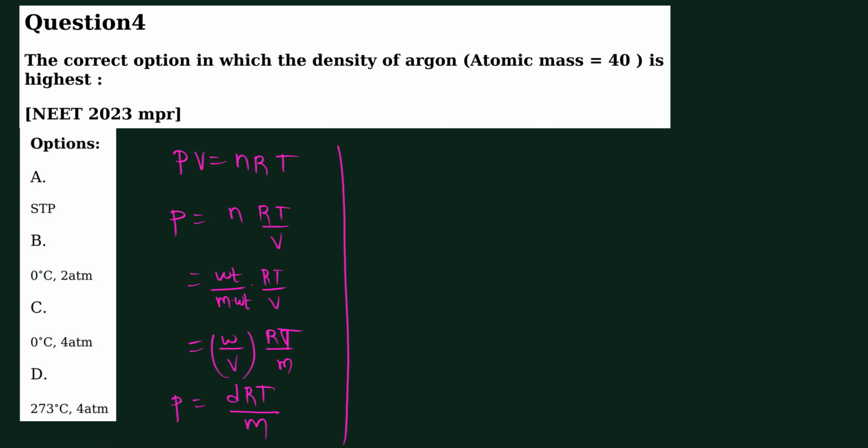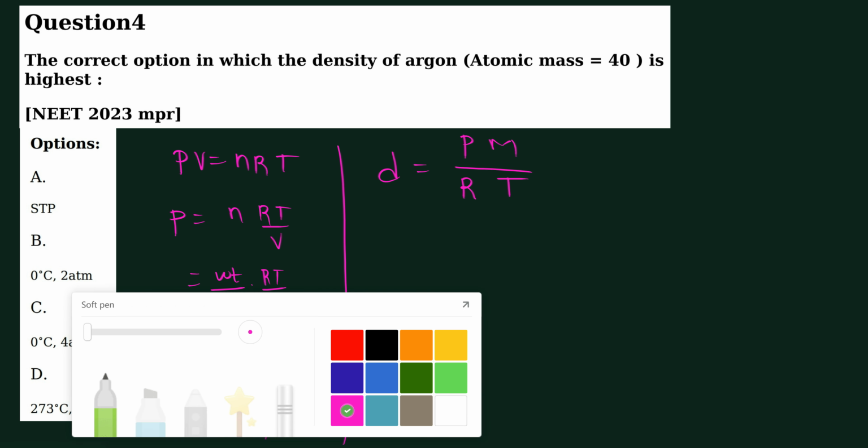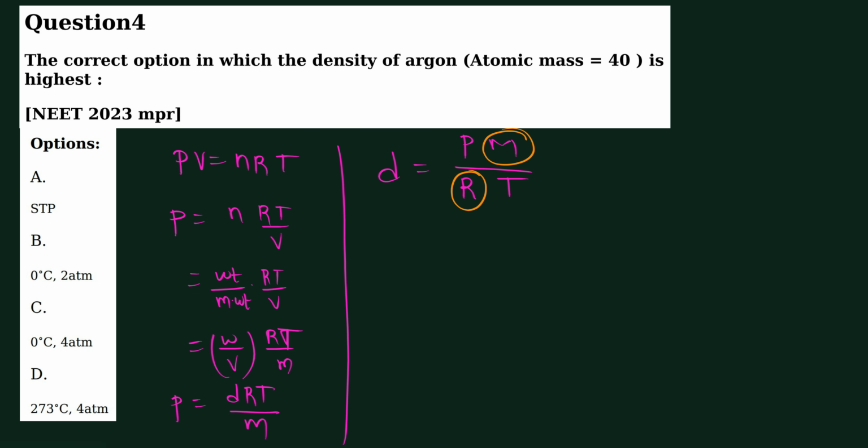From this we can calculate the density of argon gas. Density of argon gas equals pressure into molecular weight divided by the universal gas constant R into temperature. Now this R value is constant and the molecular weight of argon is also constant. Then density depends on only 2 things, pressure and temperature. STP means standard temperature and pressure condition, that is 0 degrees Celsius and 1 atmospheric pressure. In all conditions, check the density of argon gas and see in which condition it is higher.